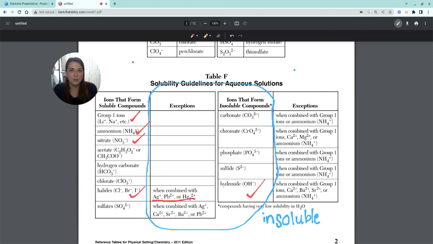In the next video, we will talk about amounts of things dissolving, which is a little bit of a different ballgame.